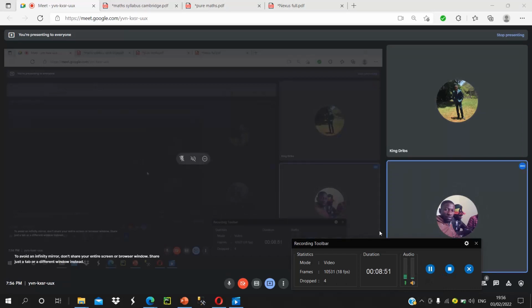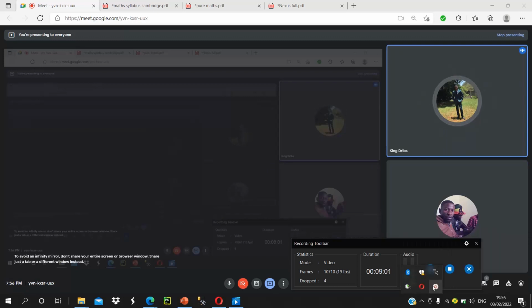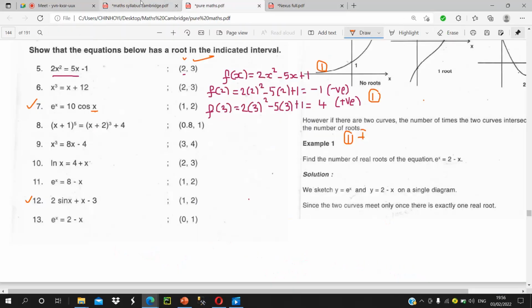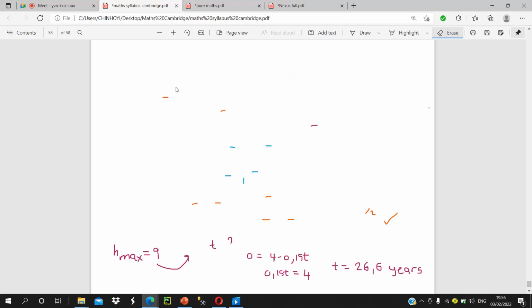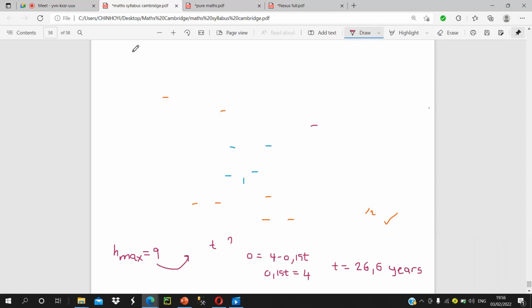Let me just check which image it is. It's on the first image. These are the general graphs of y equals x cubed. Yes, it's correct. This one is the general graph of y equals x cubed.